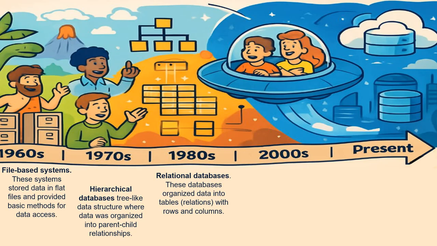Then came the revolution. Relational databases flipped everything on its head. Instead of rigid trees, we had tables with rows and columns, and data could be linked flexibly through keys. We got SQL, a standard language to interact with our data. This changed everything, making databases more powerful and easier to work with. Many systems today still rely on this model.